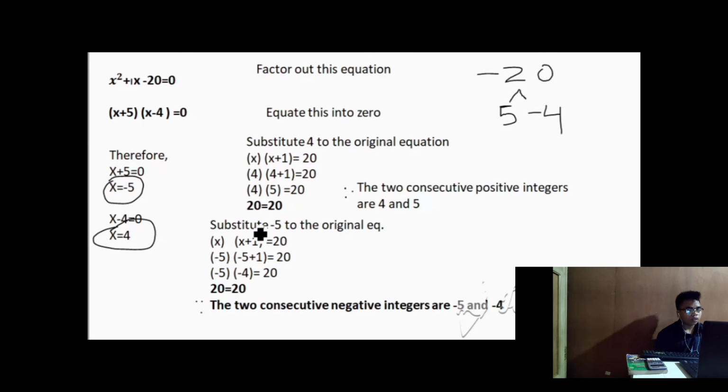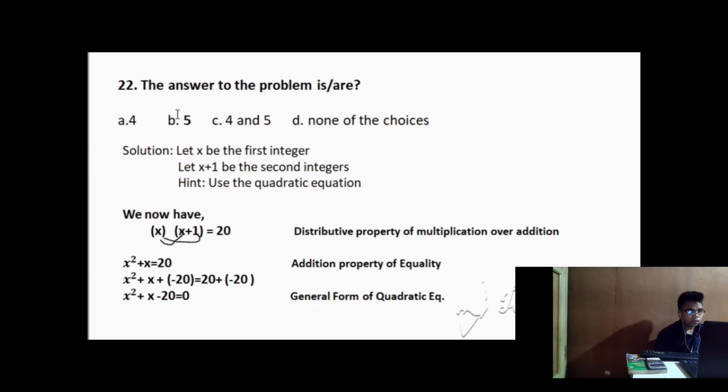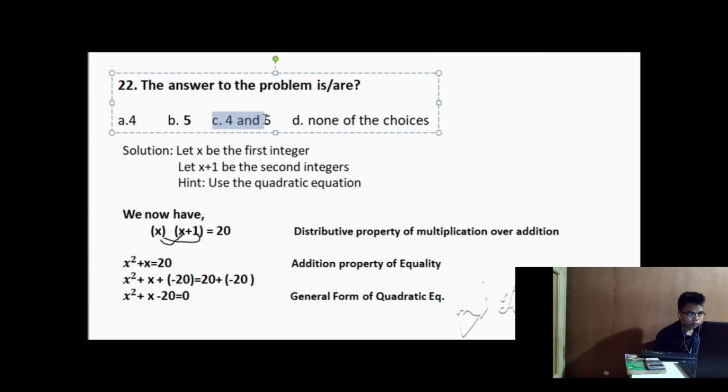So we are going to substitute also negative 5 to the original equation, which is x. Then substitute negative 5, then negative 5 plus 1 is negative 4, then negative 4 times negative 5 is 20. Therefore, it is correct. So therefore, the two consecutive negative integers are negative 5 and negative 4. Therefore, the answer of this question is letter C.